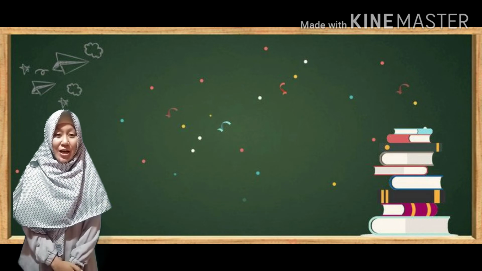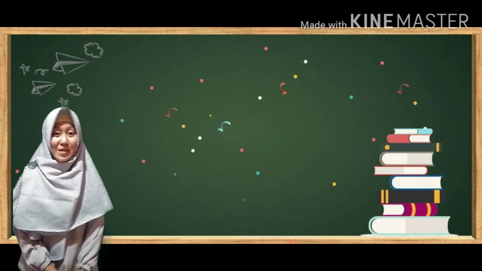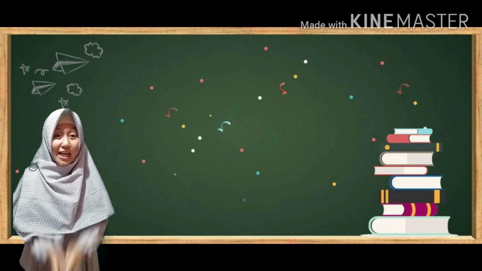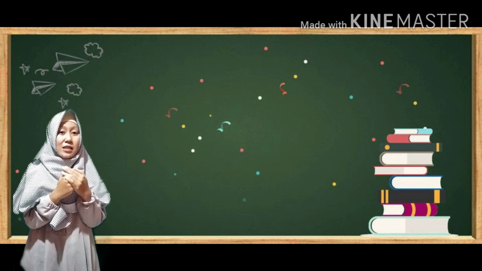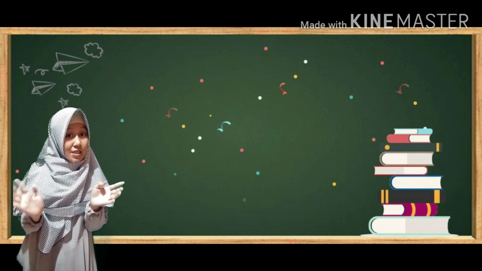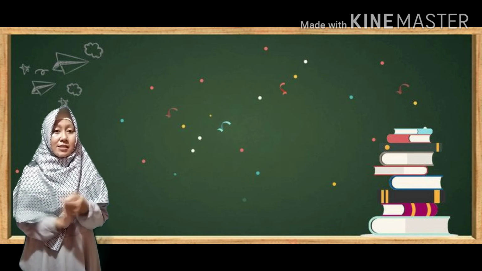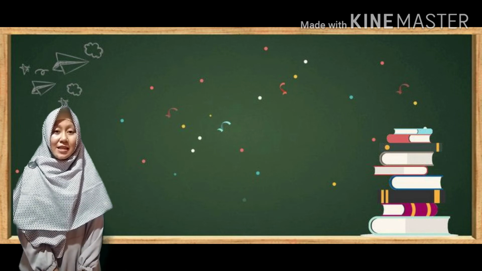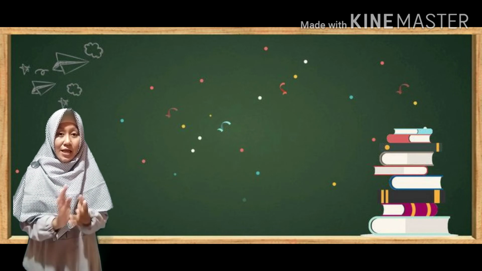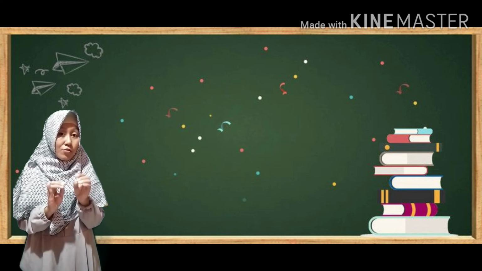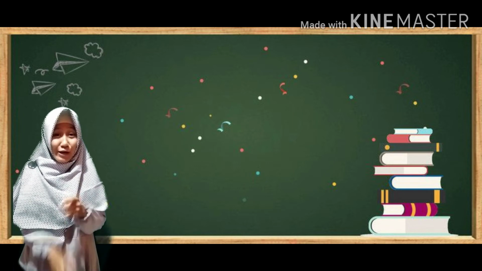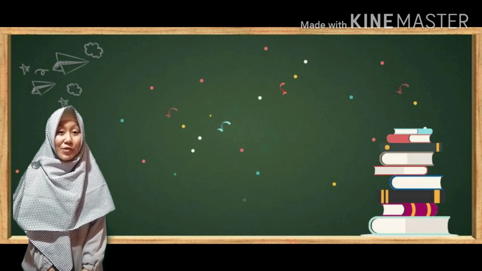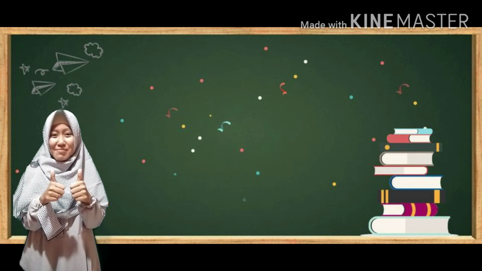Who knows? Okay, so the first task, you have to memorize numbers from number 1 until 20 in English. You will be recorded, and don't look at the book, please. You have to remember and memorize the numbers in English. Please don't look at the book.